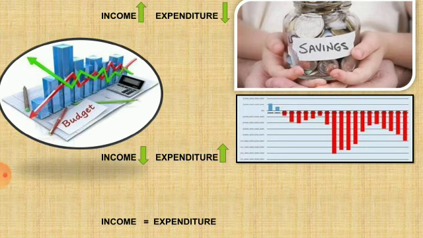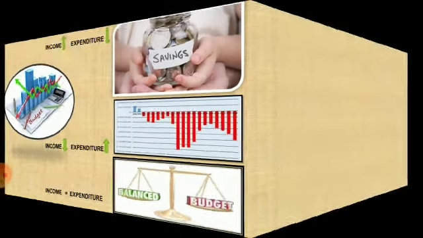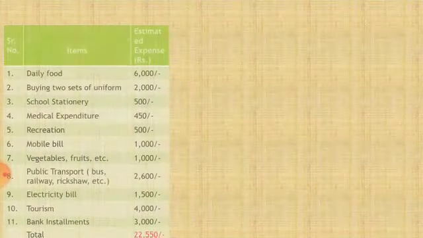In the third scenario, we have where income is equal to expenditure. That means how much you have spent, that much was your income. So we have a balanced budget here. So children, we have now understood what is income, expenditure and budget. So now open your textbooks to page number 64.